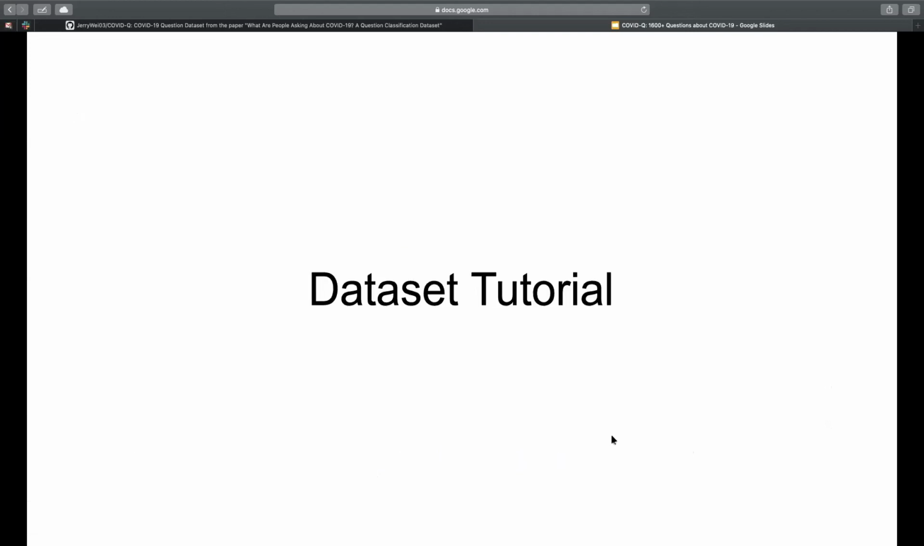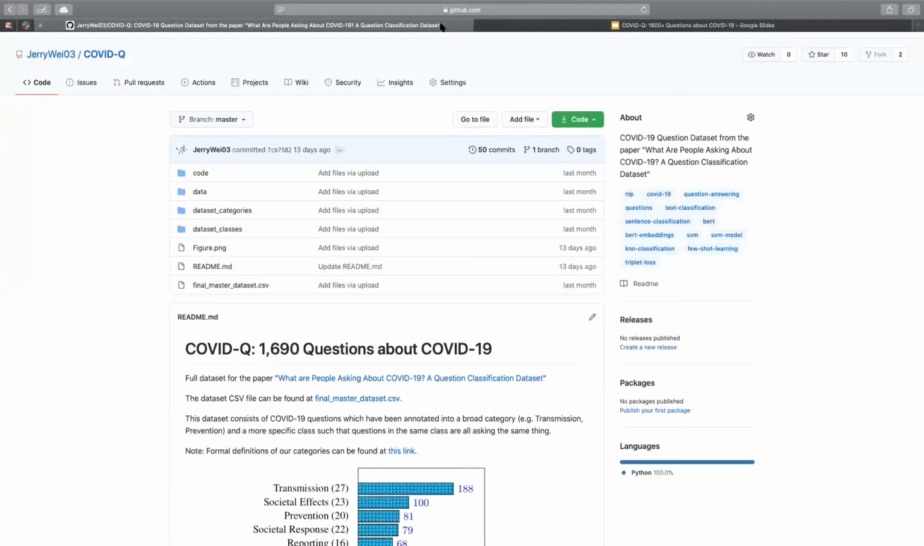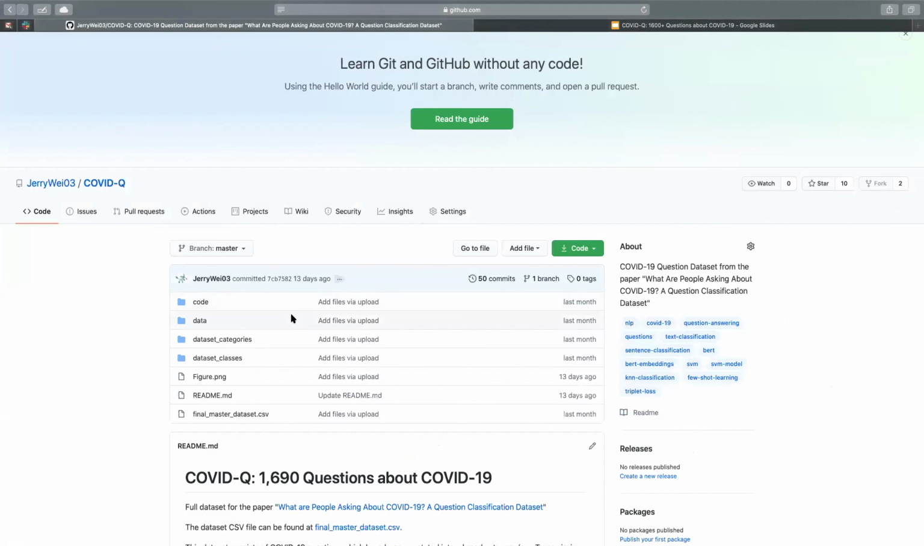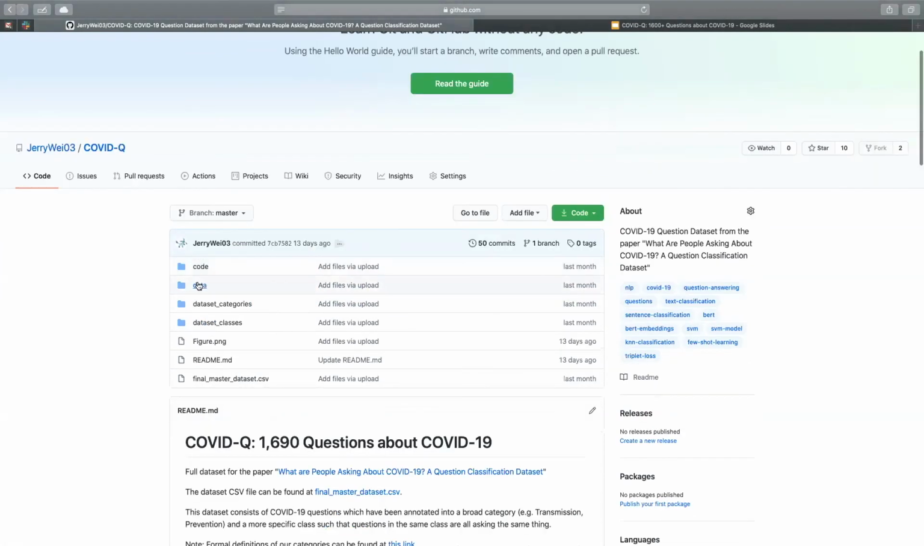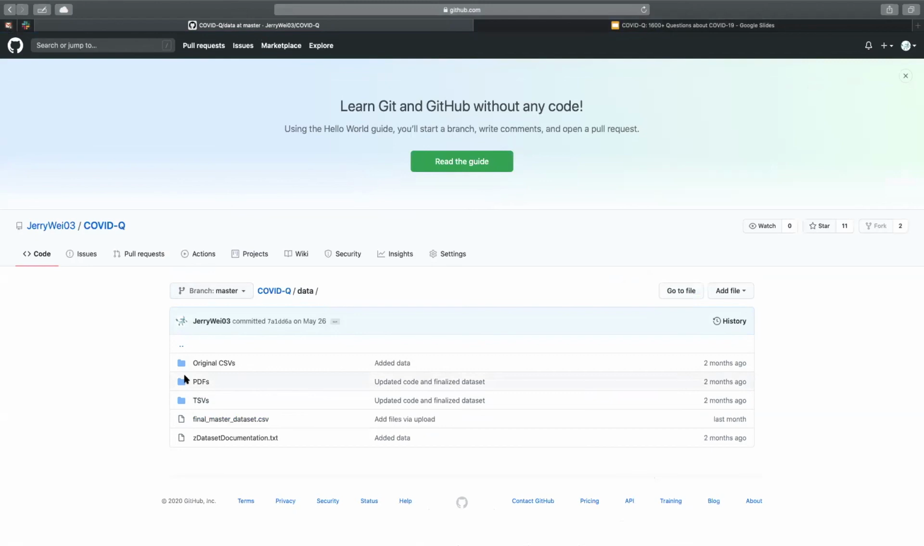And for those of you that are interested, I'm going to do a quick tutorial on how to navigate our dataset. So if you go on our GitHub, at the homepage, you'll see something like this. And primarily, I just want to go over this data folder and the final master dataset CSV file. So first, clicking into this data folder, you'll find all of our original documents for each of the sources we gathered. So original CSVs is the CSVs with questions, answers, and sources for each of our sources. And the PDFs is a PDF of the website that we scraped all of the questions from for each source.